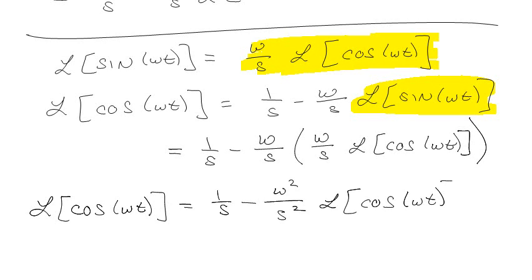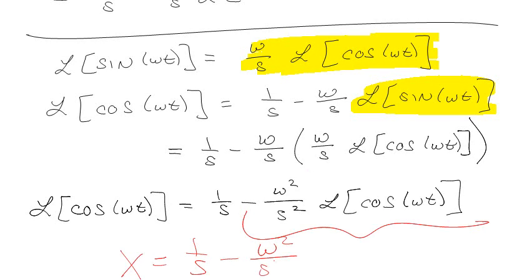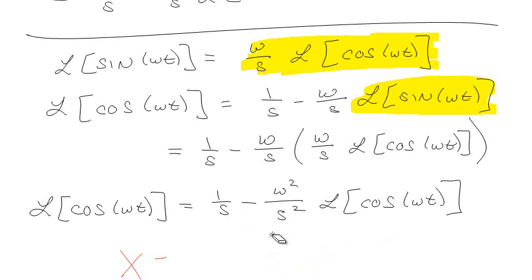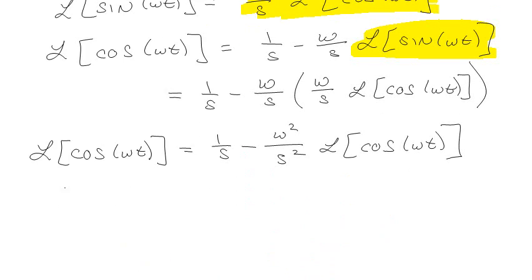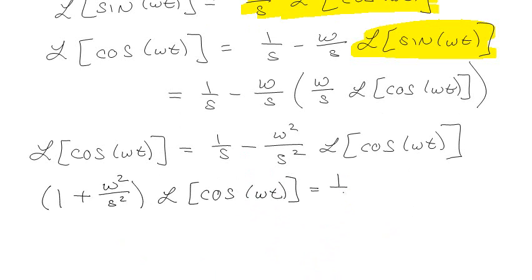There we go. Okay, now this is just like a regular term. So this is like x is equal to 1 over s plus this x. Okay? So I'm just going to add that to the other side, or add it to both sides, or whatever kind of algebra speak that makes you happy. So basically I have that 1 plus omega squared over s squared times the Laplace of cosine omega t is equal to 1 over s.